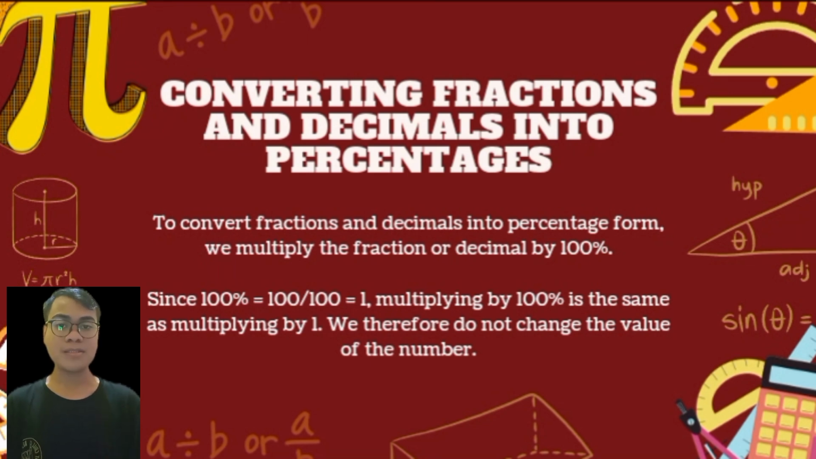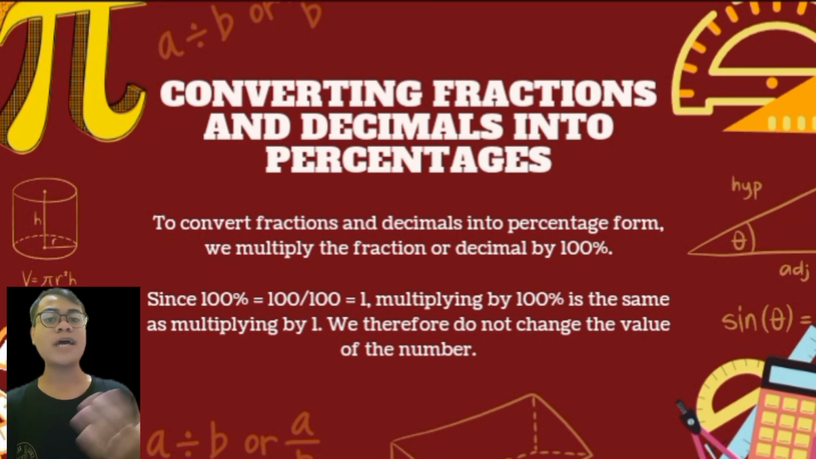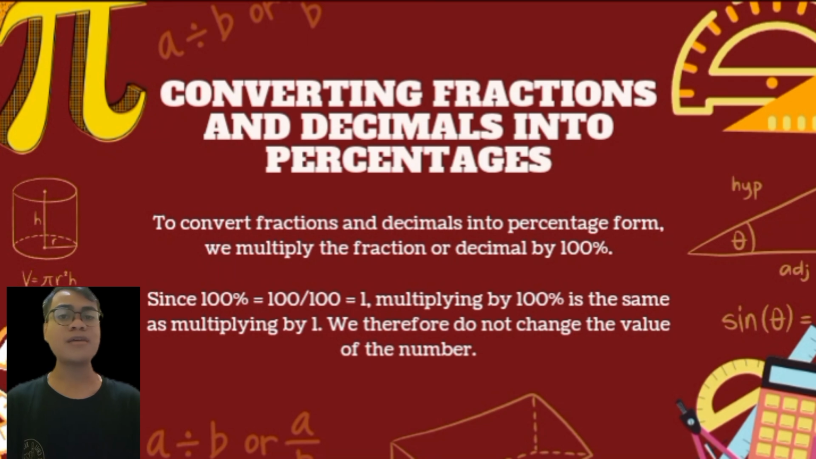To convert a fraction or decimal into a percentage form, we multiply the fraction or decimal by 100%. Why do we multiply by 100%? Because 100% is equal to 100 over 100 and also equals 1. And we know that multiplying any number by 1 does not change its value. So when we multiply a number by 100%, we only change the form, but the value stays the same. So please remember this important idea that 100% is equal to 1.